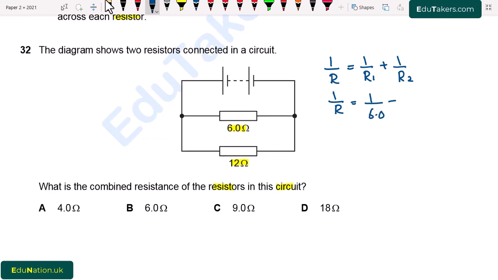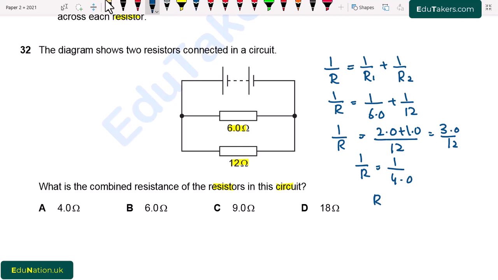R1 is 6.0 plus R2 is 12. So it will be 12, 2.0 plus 1.0, 3.0 over 12. 1 over R is equal to 1 over 4.0 and the value of R will be equal to 4.0 ohm. So this is the value of the resistance. In option A, it is given 4.0 ohm. So option A is correct.